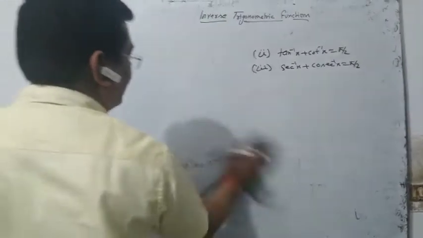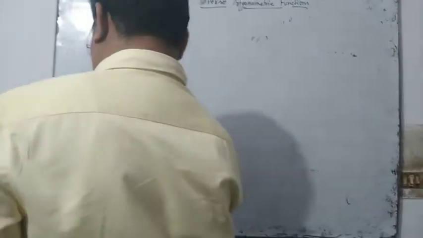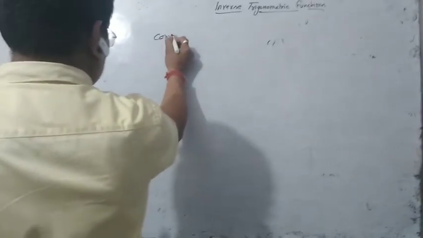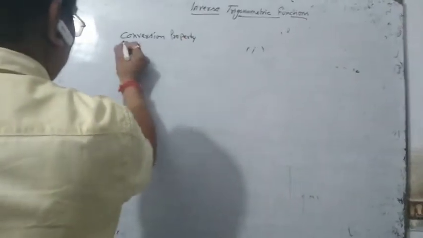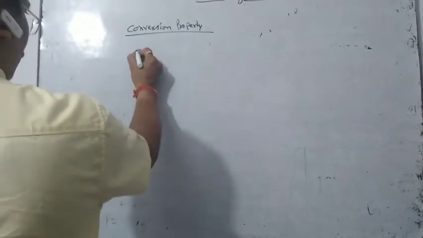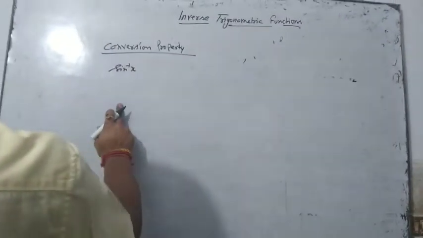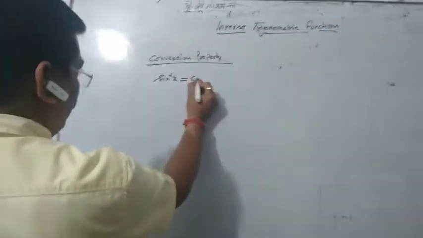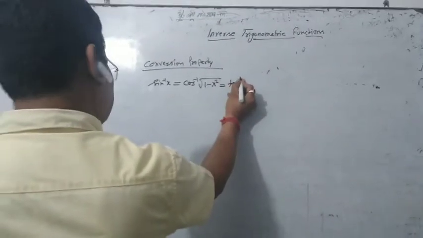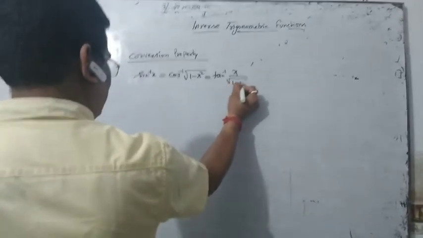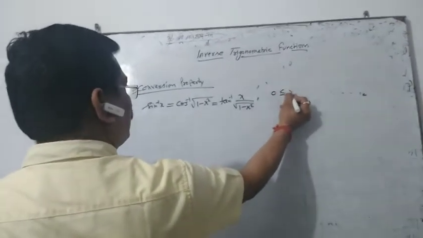Conversion of sin, cos, tan, cot, sec, cosec. Conversion property. How to convert sin to tan or cot, sec, cosec. Suppose this question is given: sin inverse x. You have to convert this sin inverse x to cos inverse and tan inverse. Then sin inverse x is equal to cos inverse of root of 1 minus x square, which is equal to tan inverse of x upon root of 1 minus x square, where 0 is less than or equal to x, less than or equal to 1.